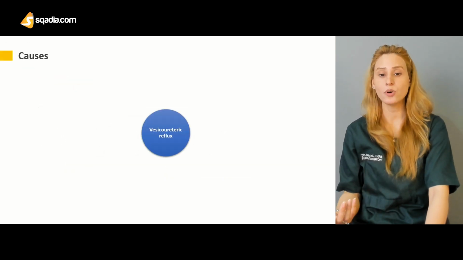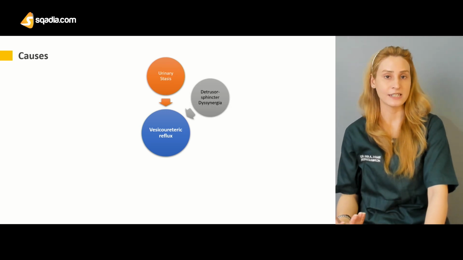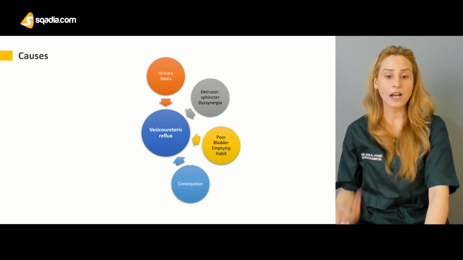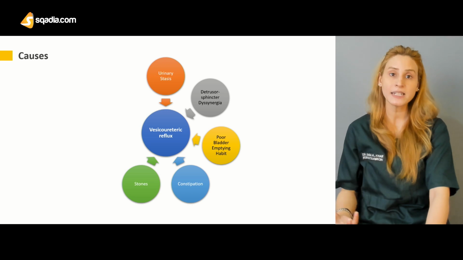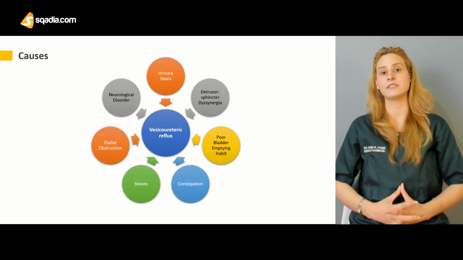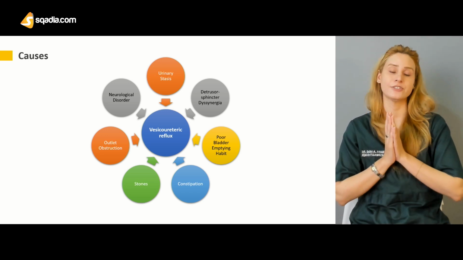If you talk about the causes: urinary stasis, detrusor sphincter dyssynergia, poor bladder emptying habit, constipation, some genitourinary complications, spina bifida, stones, outlet obstruction, and neurological disorders. These are the causes for vesico-ureteric reflux.